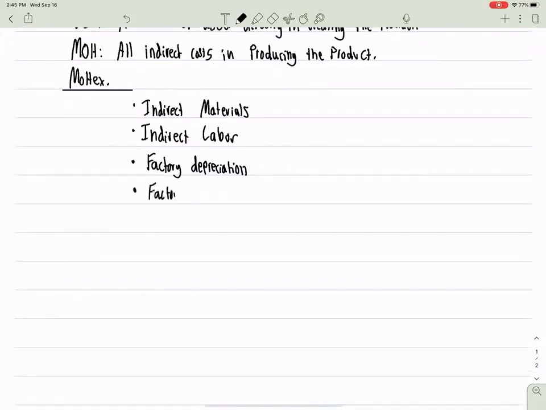All right, another example of MOH is factory utilities. That's stuff like a heating bill, electricity, all that type of stuff. You don't see your electricity bill on your new pair of Yeezys, therefore it is MOH. Okay, next up is factory taxes, right? When you look at your nice new product, you don't see taxes on it, and factory insurance.